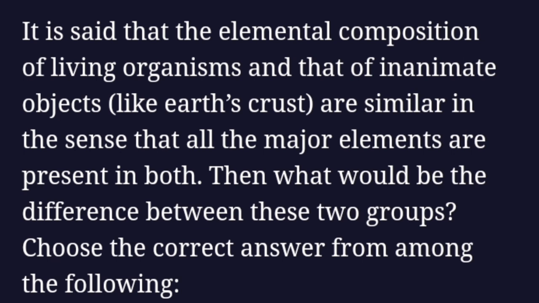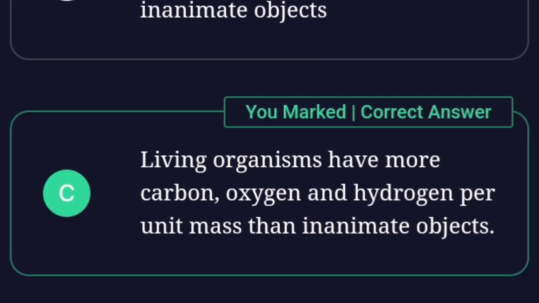similar in the sense that all the major elements are present in both. Then, what would be the difference between these two groups? Choose the correct answer from among the following. Living organisms have more carbon, oxygen, and hydrogen per unit mass than inanimate objects.